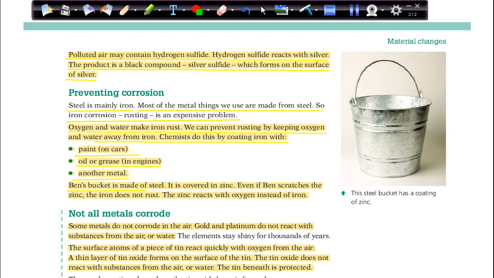Ben's bucket is made of steel. It's covered in zinc. Even if Ben scratches the zinc, the iron doesn't rust. The zinc reacts with oxygen instead of iron. So this is Ben's bucket. It's made of steel, so he covered it with zinc. In this case, if you remove the zinc, it will react with the oxygen instead of the iron. It will rust, so the iron will not rust. In this case, he will not lose the bucket.